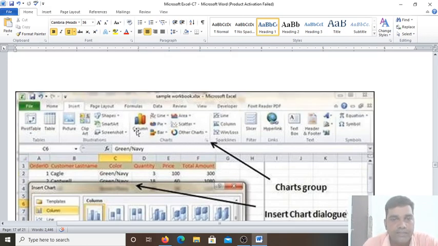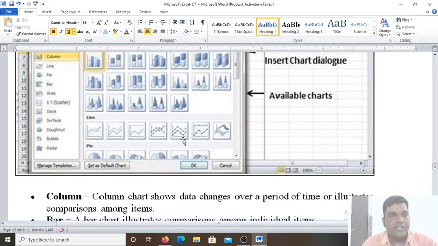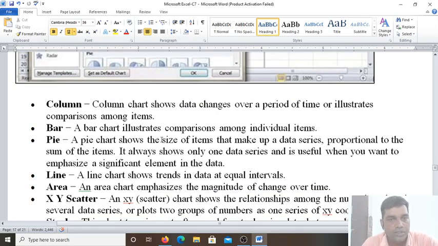In this chart group, you will find many types of charts: column chart, line chart, pie chart, bar chart, area chart, scatter chart. Other charts are also there. The first chart is the column chart. A column chart shows data changes over a period of time or illustrates comparison among items.